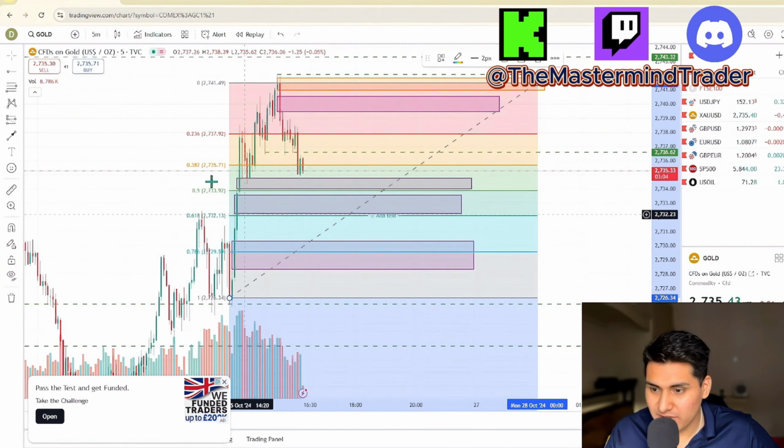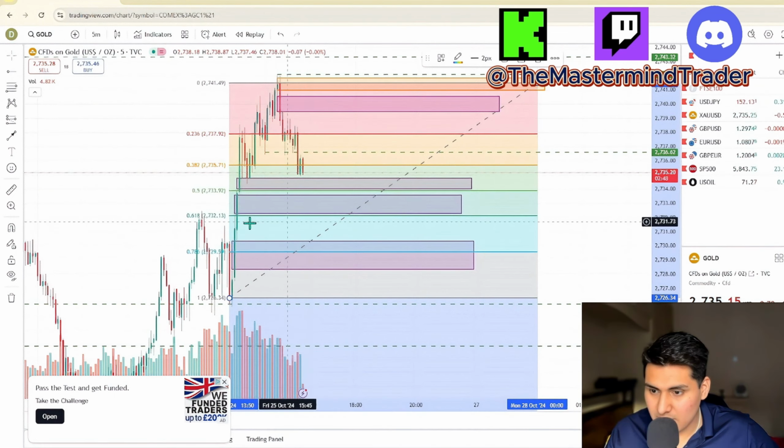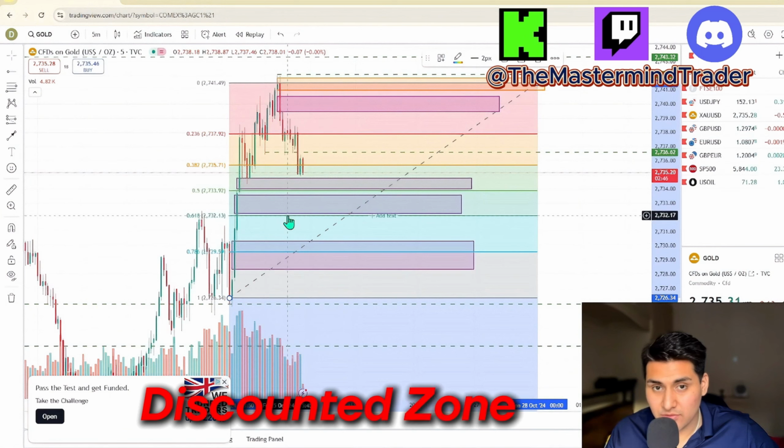Now, why are you interested in these three levels? So 0.5, that is basically equilibrium. This zone up here is what I would like to call the premium zone. And then anything below 0.5 is the discounted zone.